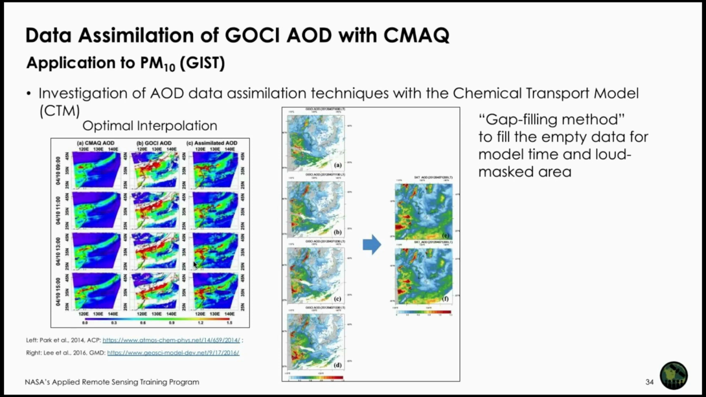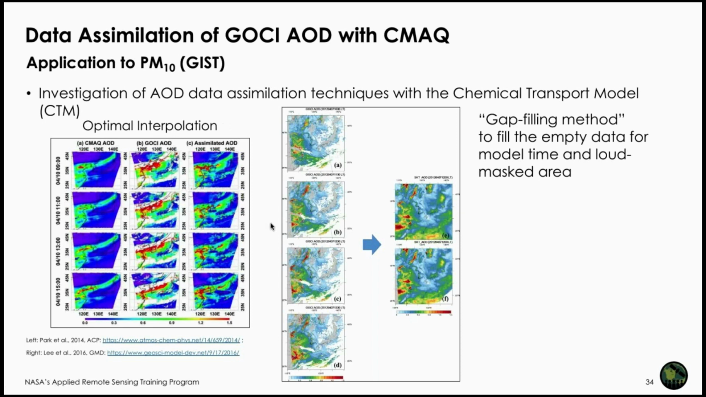This is another study on the assimilation between GOCI and the chemical transport model. CMAQ can also generate AOD and PM2.5, PM10 distribution like the left figure, and GOCI can measure atmospheric conditions like here, the second column. And the assimilation result between them is the right column, the third column in the left figures.